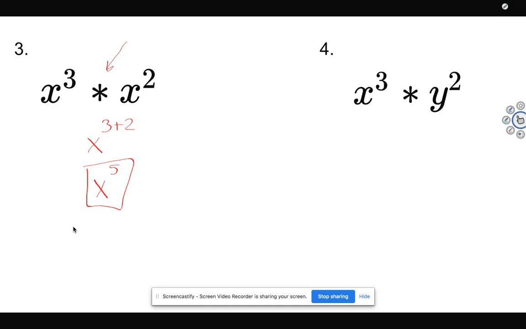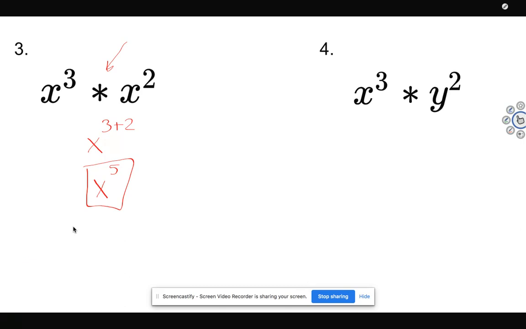Okay, and our last example here. When I look at this problem, it might be easy to write x to the 5th or y to the 5th. So please tell me why that's not correct. Good, the answer to why that is not correct is we actually cannot combine these. So we can't multiply these.